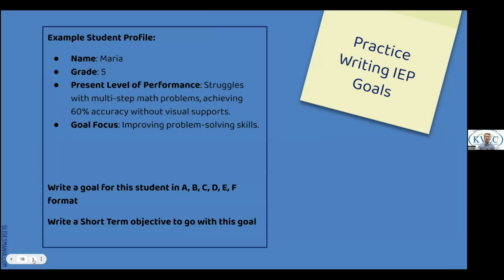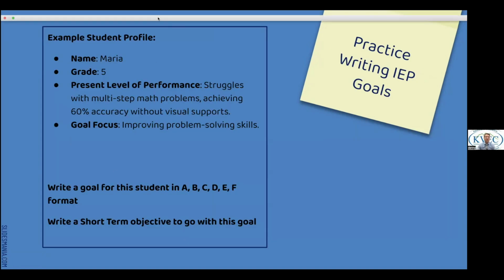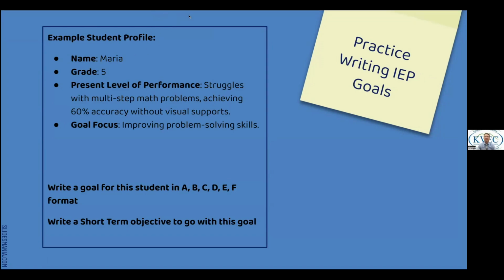And then the other piece is I was going to have you try your hand at writing a goal. Okay, so here's an example of a student profile. We've got Maria, grade 5. She struggles with multi-step math problems, achieving 60% accuracy with visual supports. And improving problem-solving skills is her goal focus. So once you take a shot at writing a goal, just write a goal for this using the ABCDEF format. So there's your little bit of a task for you.